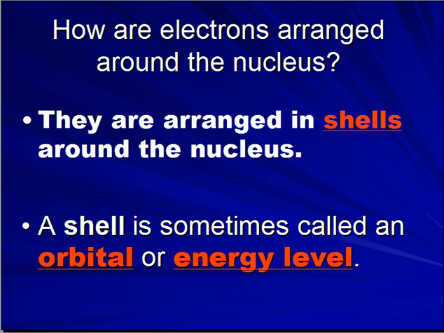So the electrons are arranged around a nucleus. Obviously, we know that they're in the electron cloud, where inside the nucleus you've got the protons and the neutrons. Now, the electrons here are arranged in shells around the nucleus.